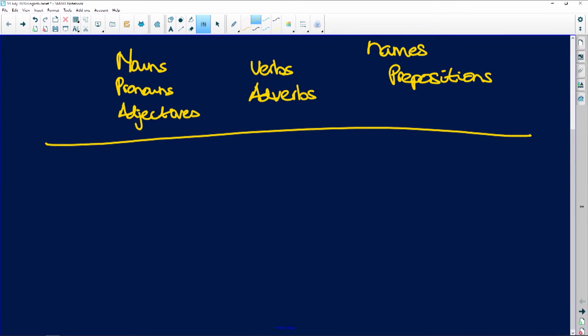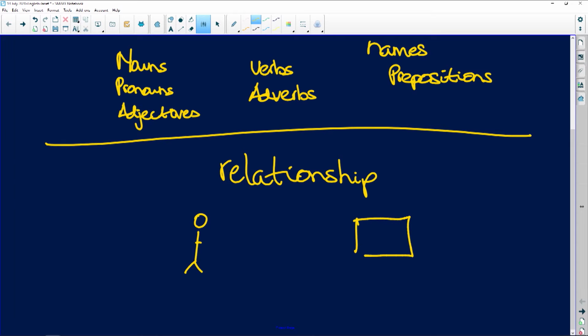So different languages show a relationship in different ways. So let us say, here I've got Marlon, and here I've got, let's say it's a school building. So if I want to show the relationship between the person and the building, English uses prepositions. So they are little words that show you relationships.